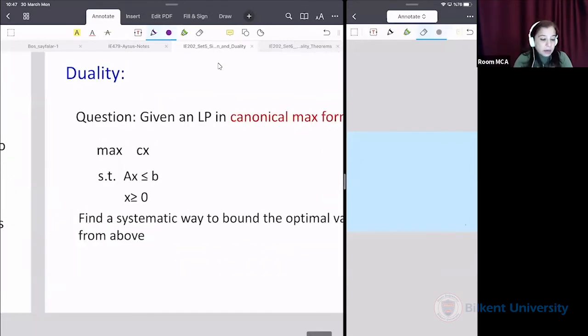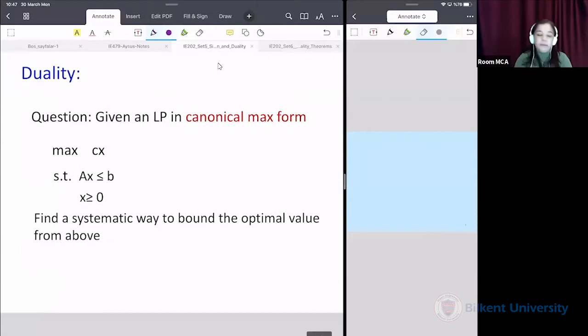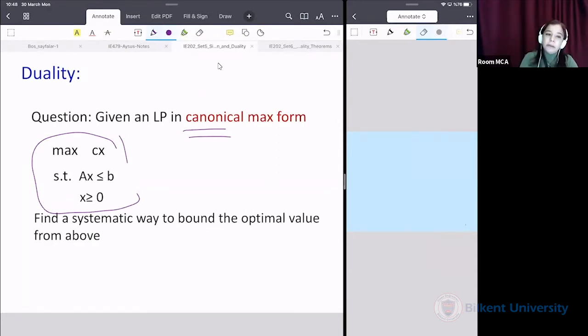Now, the duality is defined for canonical forms. What is a canonical form? Canonical form max is this: maximizing Cx subject to Ax less than or equal to B, x non-negative. Okay, this is the canonical form of the maximization problem. Remember, simplex works when this is equality. That's called standard form. But canonical form is when we have less than or equal to for a maximization problem, and every variable has to be non-negative.